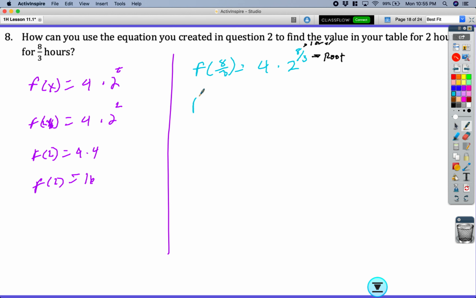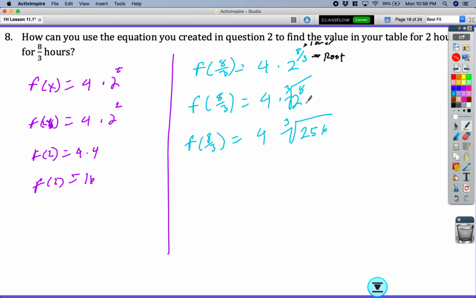So when you go ahead and plug this in now, I'm going to have f of 8 over 3 equals 4 times 2 to the 8/3. So this would be like 2 to the 8th power, and we're going to take the cubed root of those. So f of 8/3 is equal to 4 times the cubed root of 256. 2 to the 8th power is just 256. So there's a few ways you can solve this.